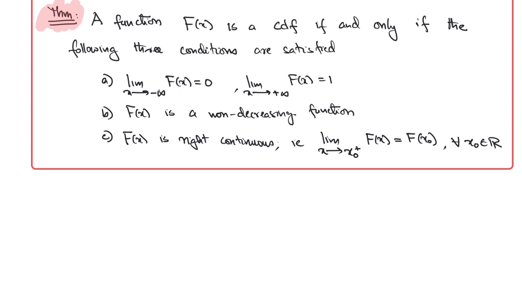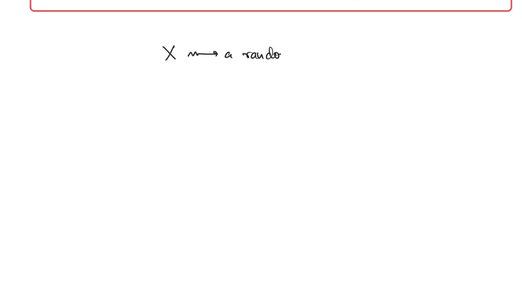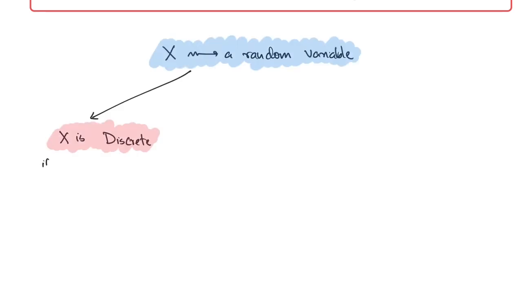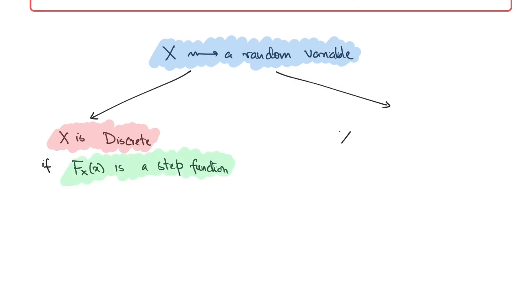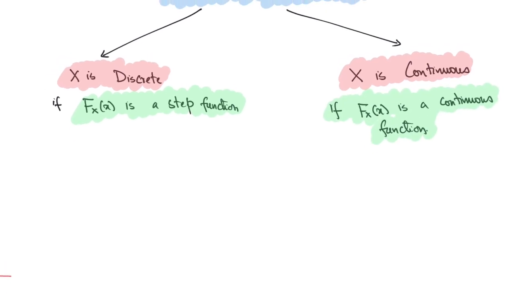With the definition of CDF in our toolbox, we are ready to classify random variables broadly into one of two types. Given a random variable X, we will say that X is discrete if the cumulative distribution function of the random variable X is a step function. We say that X is continuous if the cumulative distribution function of the random variable X is a continuous function.